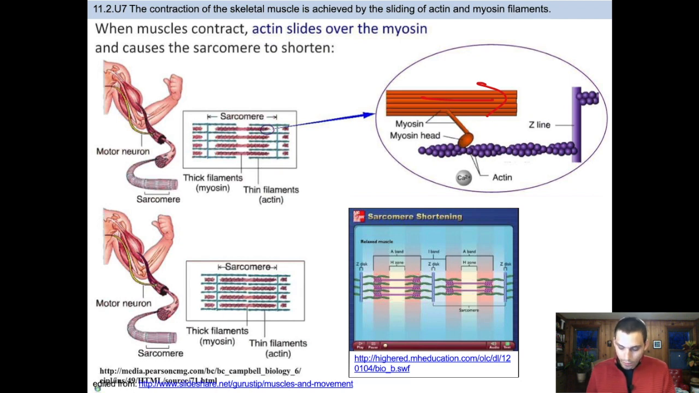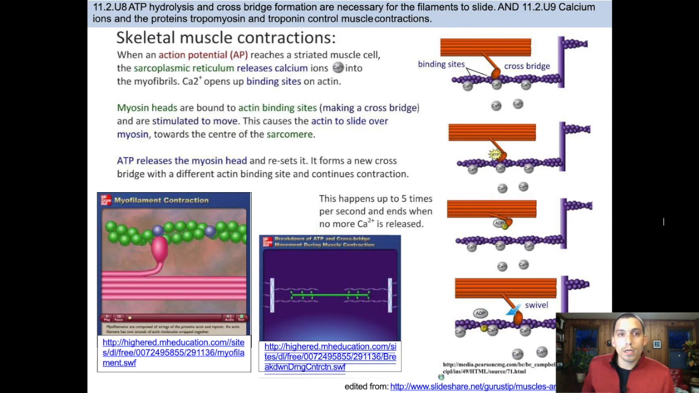And it will move closer to the Z line. And so when that happens throughout the entire sarcomere, I get this image down here. So now the actin on this side and the actin on this side are right next to each other. There's very little space, and the myosin here is very close to the Z line. So let's take a little bit of a closer look at this process.